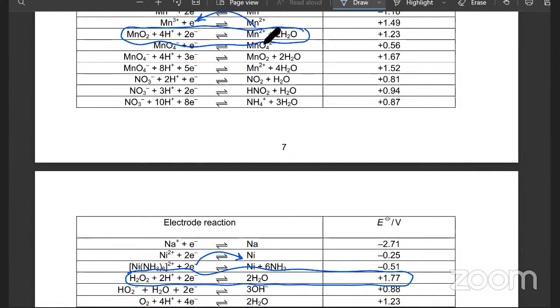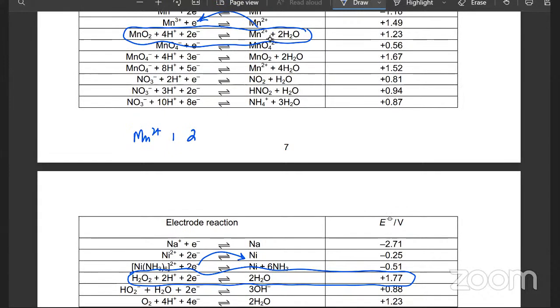I can do the math over here. This is my reactant, so that's Mn2+ plus 2H2O. What are my other reactants over here? It's H2O2 plus 2H+1. And my products are, in the first one, MnO2 plus 4H+1.